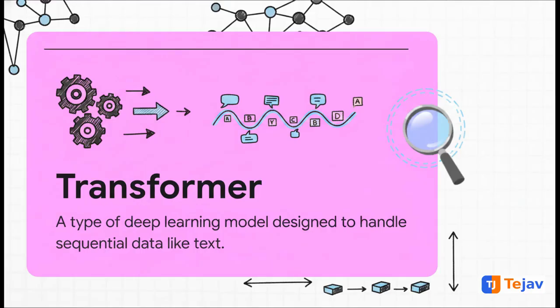At its heart, a transformer is a specific kind of deep learning model. Now, deep learning is just a fancy term for an AI that learns from massive amounts of data by spotting patterns, kind of like a brain with lots of layers. The key thing is that transformers were built specifically to work with sequential data. Data that comes in a specific order, like the words you're hearing right now.